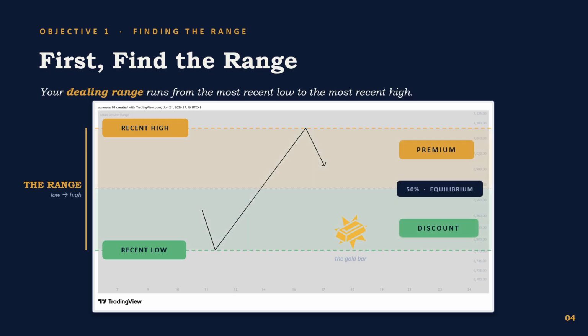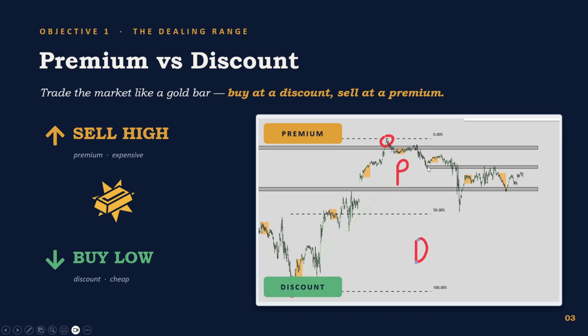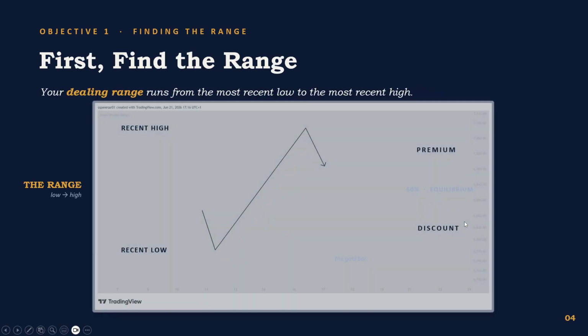Are you in premium? Are you in discount? So in this case, this gold bar, or where price was actually, was above the 50% area, right? If you look back at the chart, we were above the 50%. That's why we had the melt off, because we were in premium.